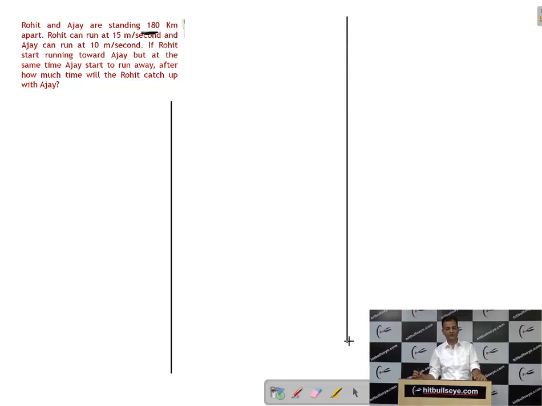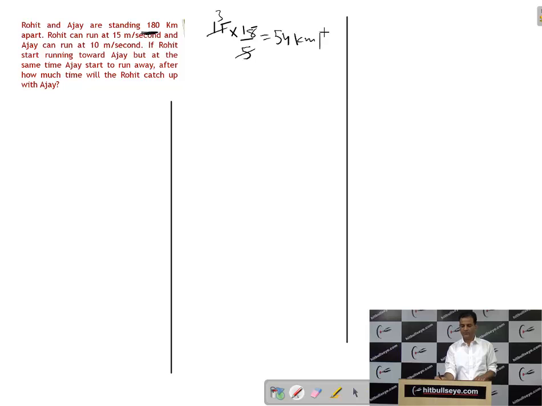Rohit can run at the speed of 15 meter per second. So first of all, convert. We know 15 meter per second will be 15 into 18 by 5, which is 54 km per hour. It is the speed of Rohit. Now the speed of Ajay is given as 10 meter per second. What is 10 meter per second, students? 10 into 18 by 5, because 1 meter per second is equal to 18 by 5 km per hour. So it will be 36 km per hour.